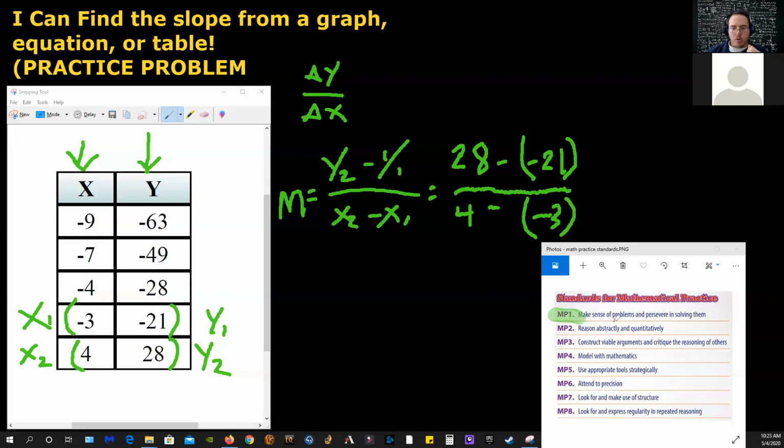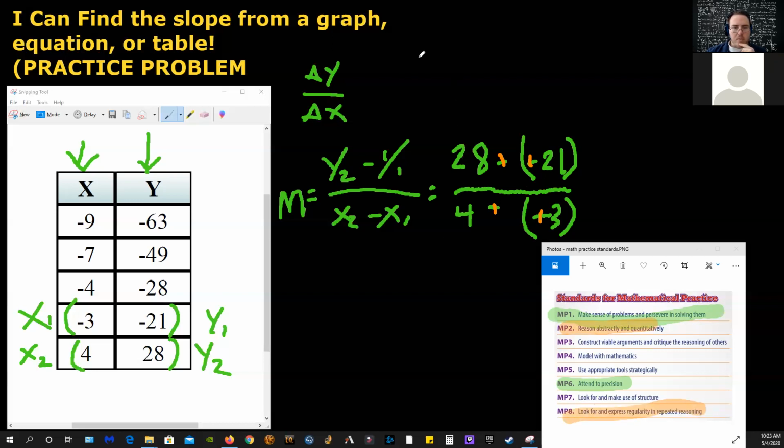So we're persevering in solving our problem. Haven't done anything really abstract. We're just trying to be very precise. So let's see what happens. All right, so whenever you're subtracting a negative value, think of it this way. What is the opposite of subtraction? It's adding. So this can be 28 plus 21, and the same thing on the bottom. So I guess that's where we're using some abstract rules and repeated reasoning.